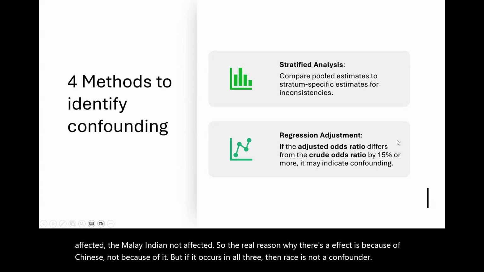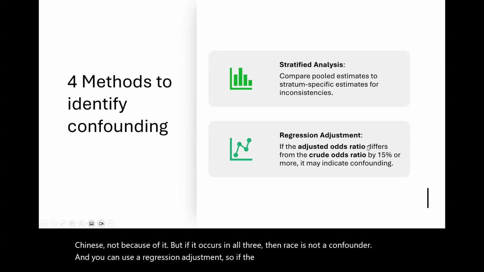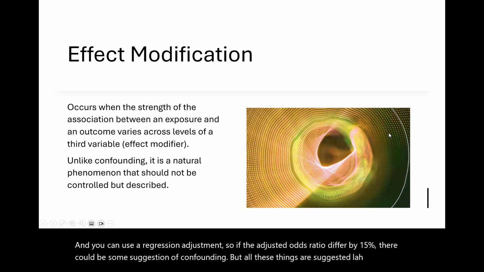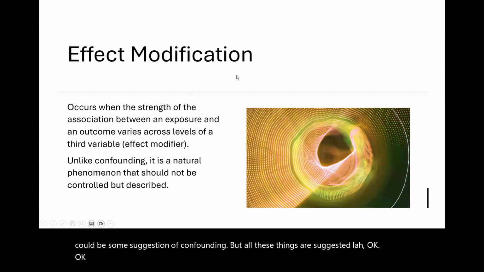And you can use a regression adjustment. So if the adjusted odds ratio differs by 15%, there could be some suggestion of confounding. But all these things are only suggestions. Okay, last part is about effect modification.